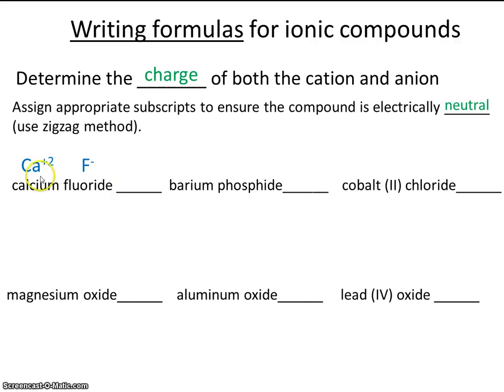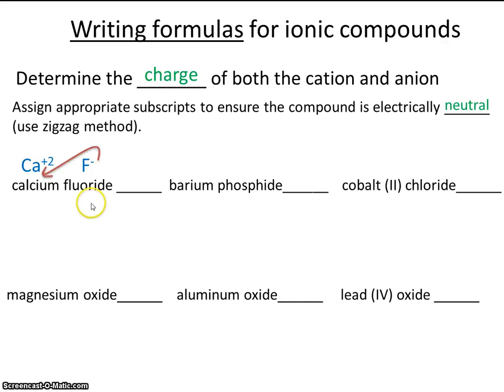So if calcium has a charge of +2, how many fluorides would we need to balance out +2? Well, of course, we would need 2 fluorides. So you can think about it in terms of making it electrically neutral. How many of each do we need? Or you can simply use the zigzag method. Most students decide to use the zigzag method simply because it requires a little less thought.